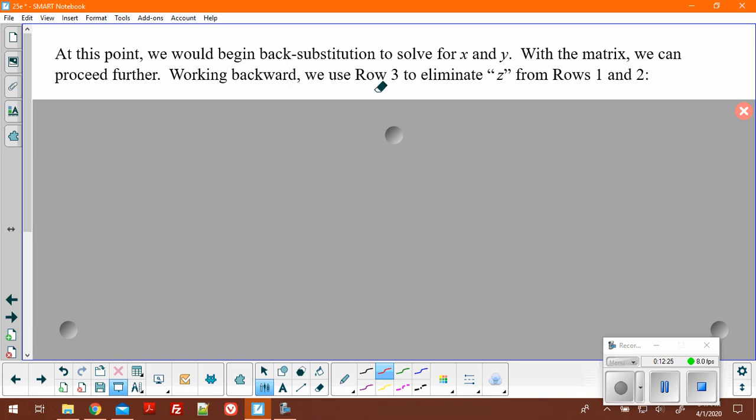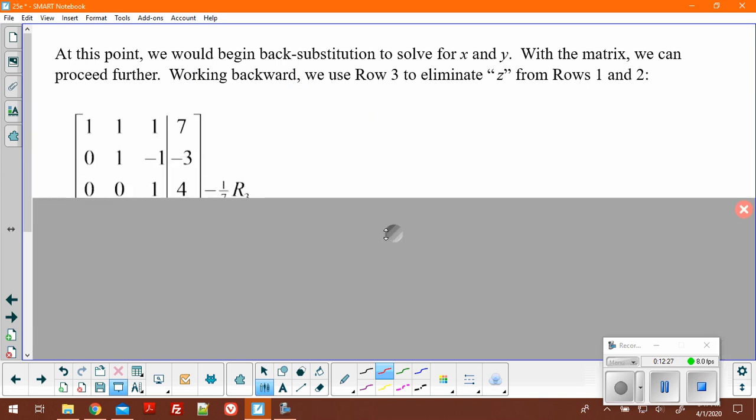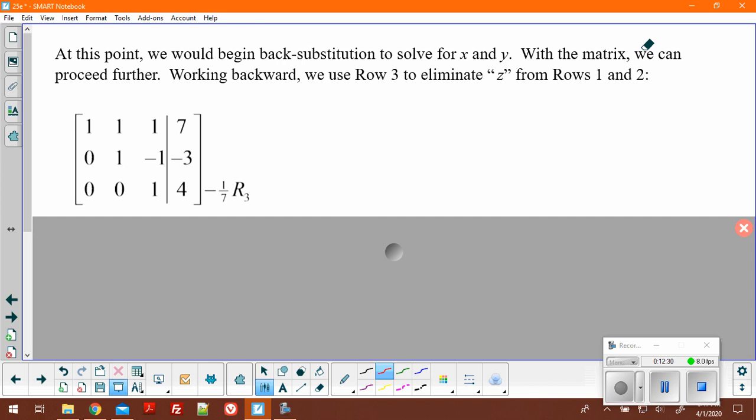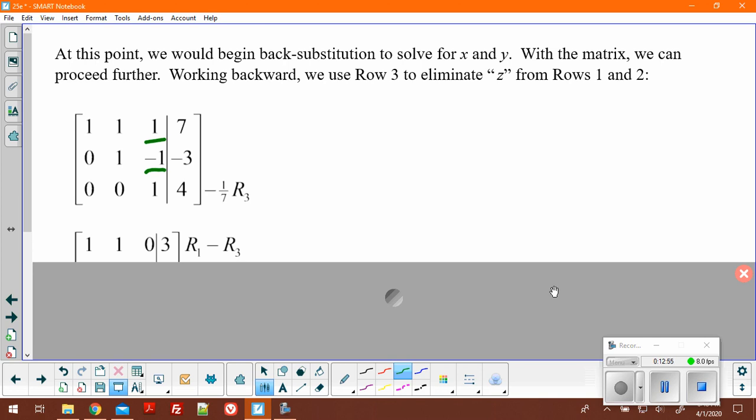So that's this line right here. Working backward, we're going to use row 3 to eliminate z from row 1 and row 2. So that's where I am. I'm going to try to knock out z, so I need to get rid of it here and here. Starting with the first row, if I want to get rid of this 1, I have a 1 here. So if I did 1 minus 1, it would be gone. And these are 0, so it wouldn't change either of these. So I would like to take row 1 and subtract row 3.